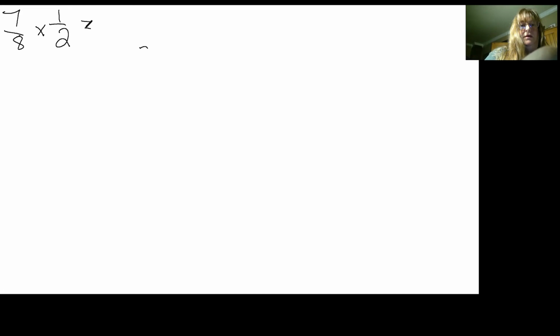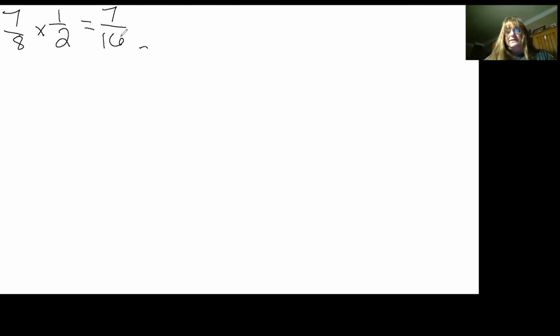Let's start with our first sample question. I have 7/8 times 1/2. Our first step is to look at it and see, is there any way that we can reduce this? I'll give you a hint. This time there isn't. So we're just going to do our multiplying straight across. Numerator times numerator and denominator times denominator. 7 times 1 equals 7. 8 times 2 equals 16. Our final answer is 7/16.